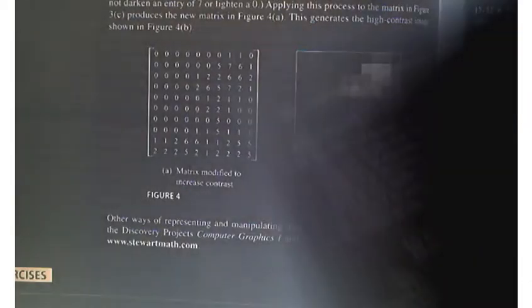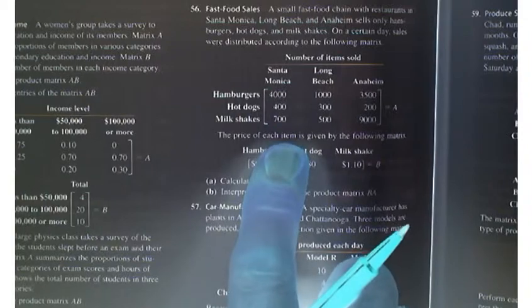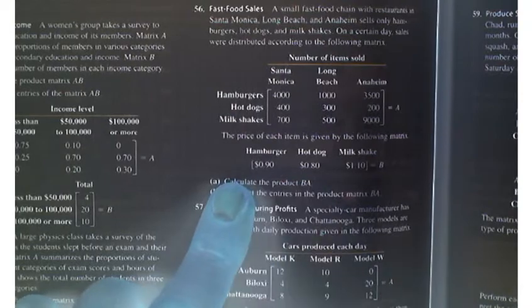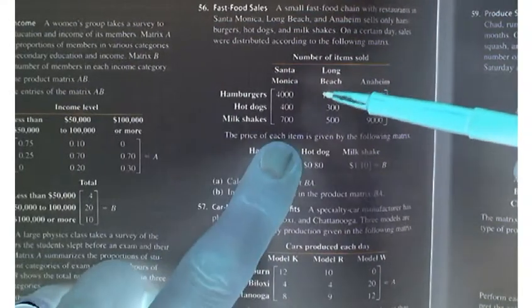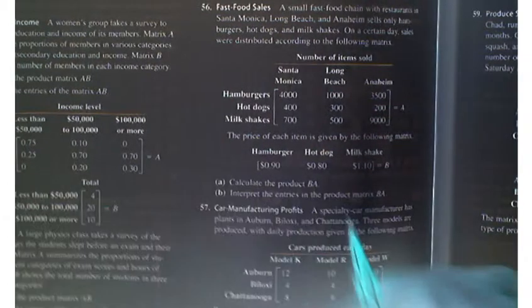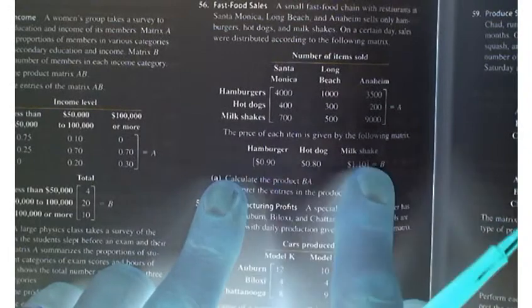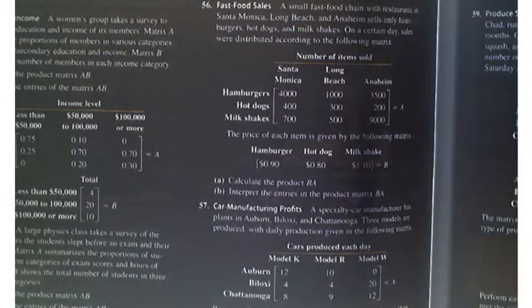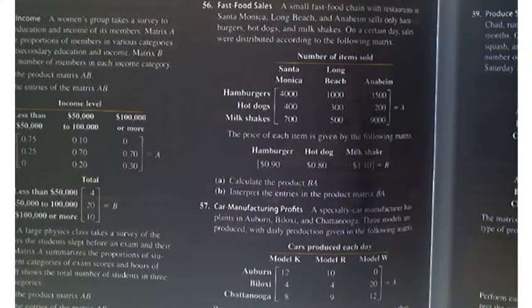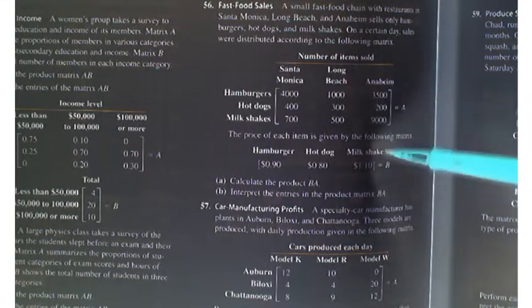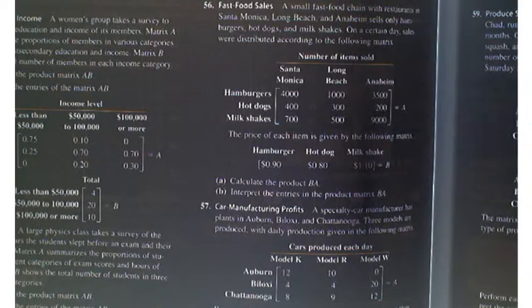But as far as exactly what you're saying, let's take a look at this one, matrix multiplication. We've got this fast food joint, and these are the sales in hot dogs, hamburgers, and milkshakes. And this is how much each of these costs. It asks us to multiply B times A. So, okay, let's do this one. Let's first write down our matrices, B and A, and then we'll multiply them.